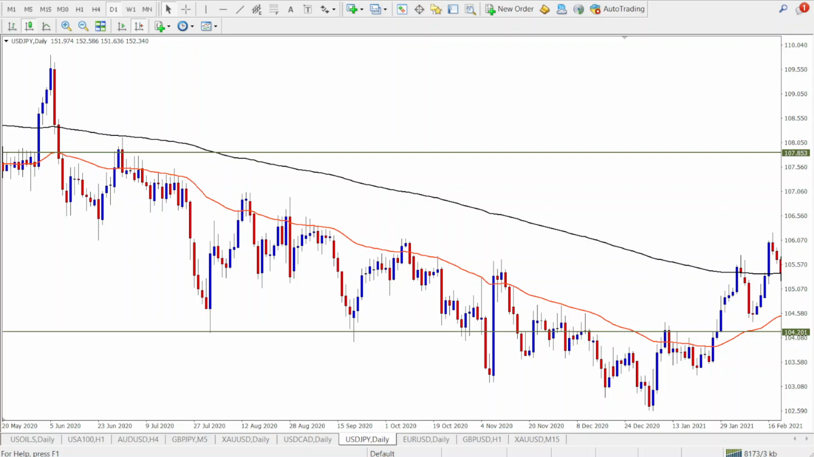So that is your beginner's guide to moving averages. Now you know how they work, how to use them, and how to avoid common mistakes.